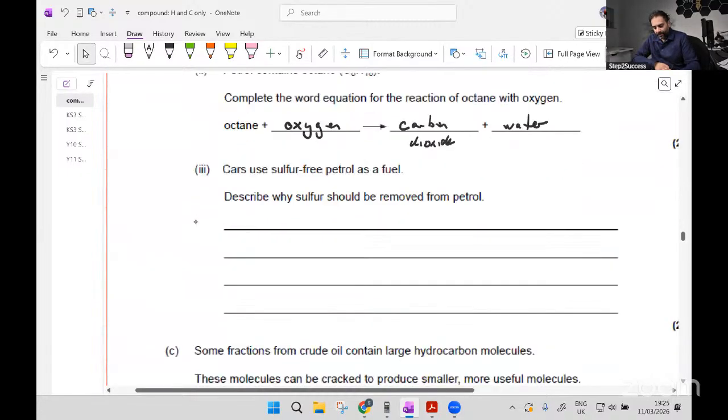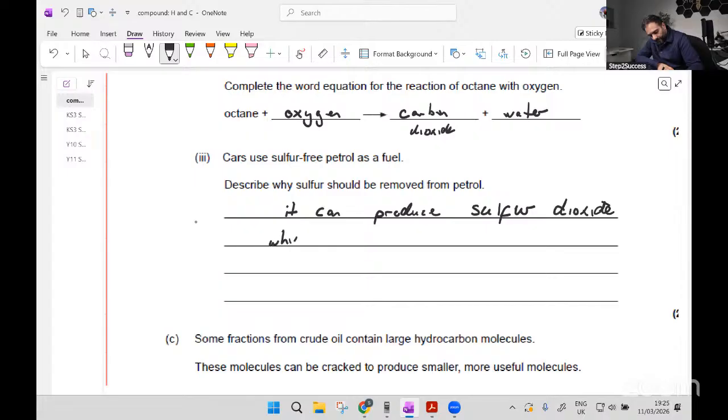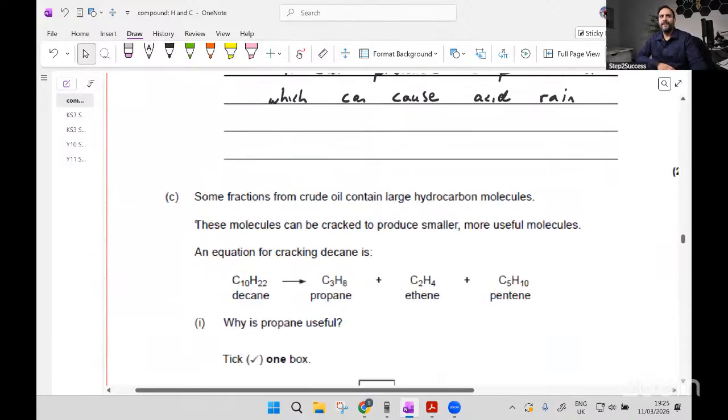Why should sulfur be removed? It's a difficult question. You wouldn't know this yet. Why should sulfur be removed from petrol? Because when you have sulfur inside petrol and when you burn it, it can become something called sulfur dioxide, which can cause something called acid rain. Acid rain is when the rain that comes out of the sky is slightly acidic and it affects plants and stuff.